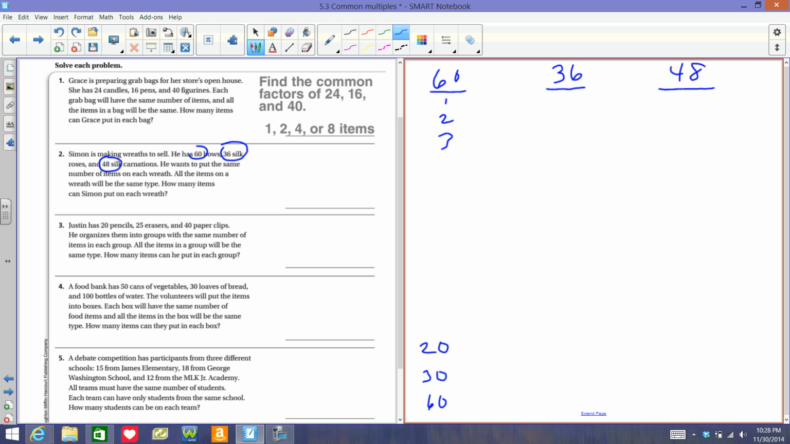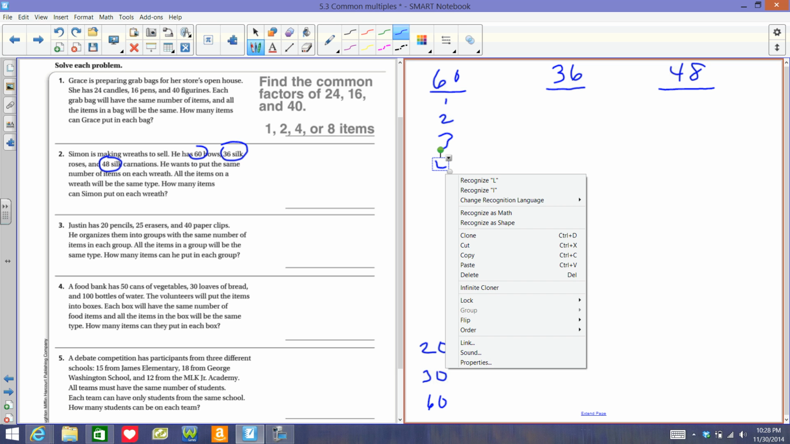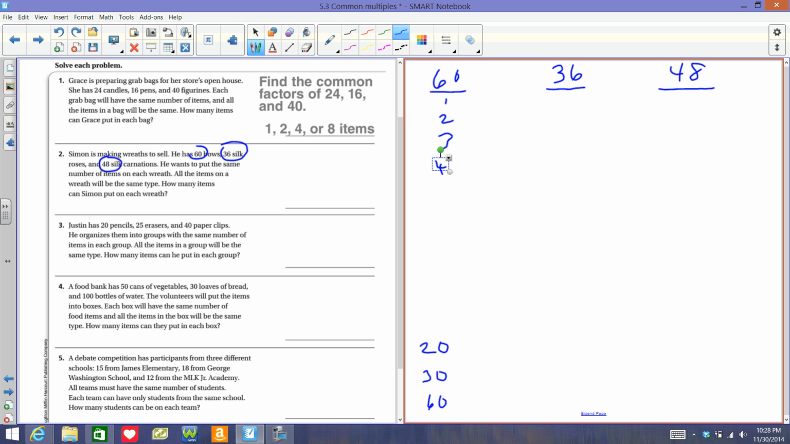4 can go into 60. 4 goes into 6 one time, and then 2 carried over, 4 goes into 20 5 times. So 4 times 15 is 60. 5 can go in, right, because it ends with a 0. 5 goes into 6 one time. Carry the 1 over to a 10. 5 goes into 10 2 times, so 12.